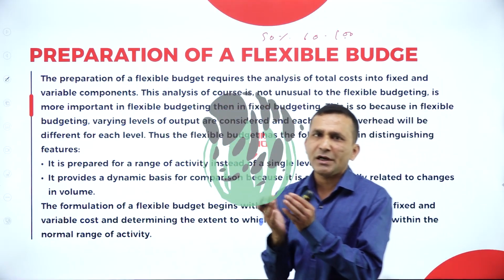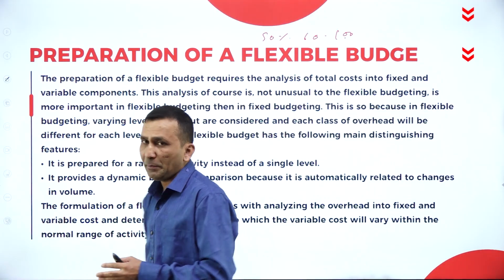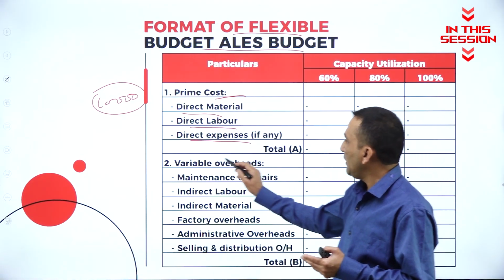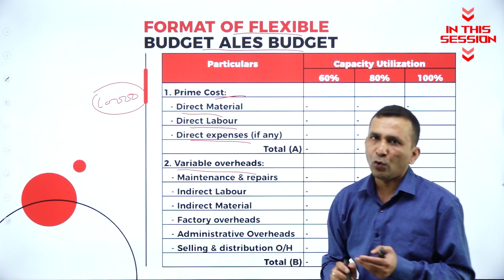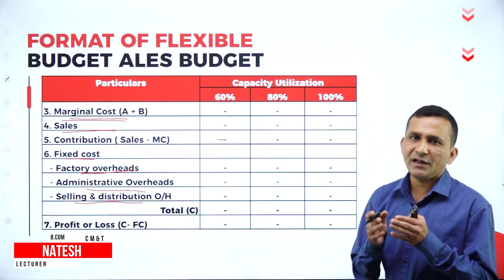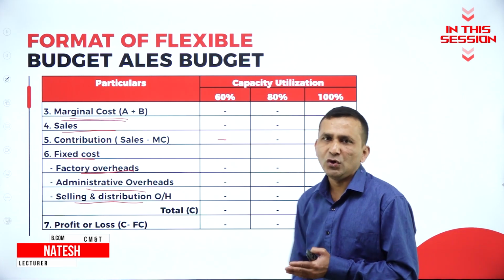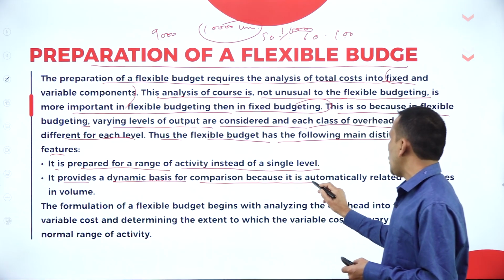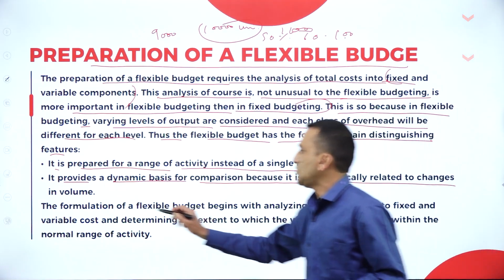According to the situation, according to the predictions, you are preparing a flexible budget. Once you write the prime cost items, immediately we go for the variable overheads, the selling and distribution overheads, whatever is specified in the information. So we need to prepare the statement. It provides the dynamic basis of comparison because it is automatically related to the change in the value.